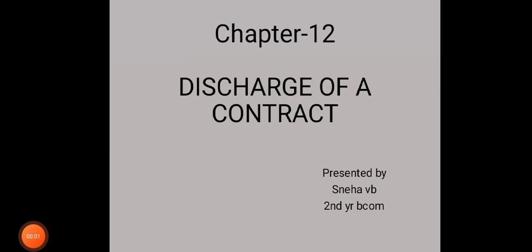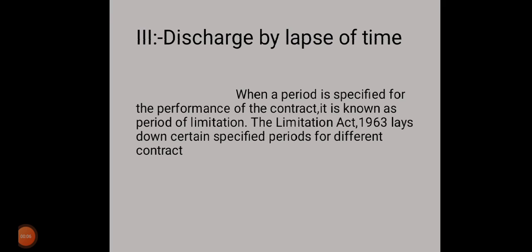Good morning, everyone. Today we are discussing discharge by lapse of time. The time specified for the performance of the contract is known as the period of limitation. The Limitation Act 1963 lays down certain specified periods for different contracts. If the promisor fails to perform and the promisee fails to take action within the specified period, then the latter cannot seek remedy through law. It discharges the contract due to the lapse of time.